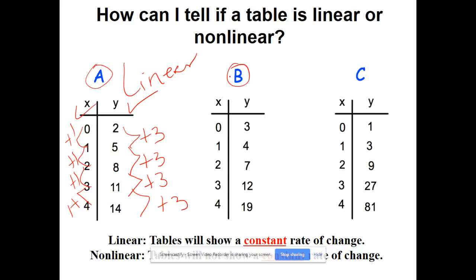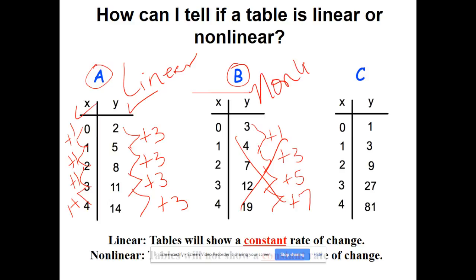Now let's look at function b. In function b, if I look at my y values, I see that from 3 to 4 is an increase of 1. From 4 to 7 is an increase of 3. From 7 to 12 is an increase of 5. And from 12 to 19 is an increase of 7. While there is a pattern, 1, 3, 5, 7, continuing probably 9, 11, 13, and so on, this is not a constant rate of change. If my y's are not changing at a constant rate, there's no need to check my x values because this is going to be nonlinear, as both the x's and y's must change at a constant rate to be linear.